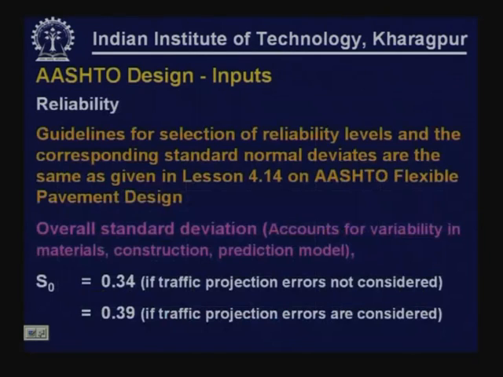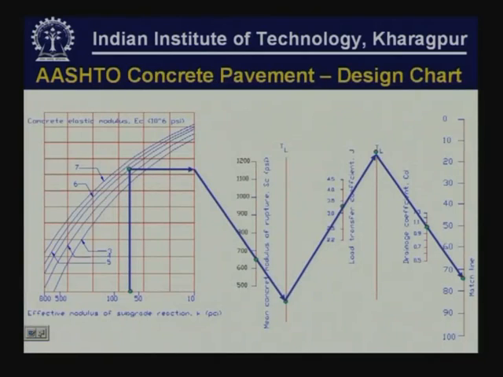Reliability, obviously for different types of facilities we go for different levels of reliability. The overall standard deviation, which accounts for variability in materials, variability in construction, variability in prediction models, can be selected as 0.34 if traffic projection errors are not considered, 0.39 if traffic projection errors are considered.